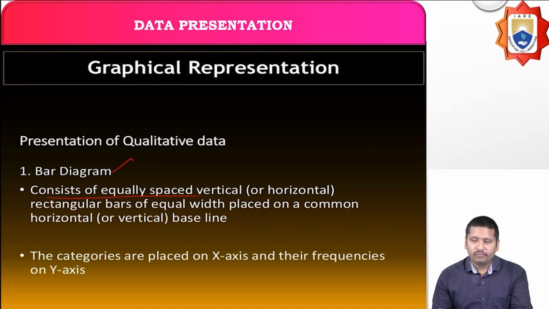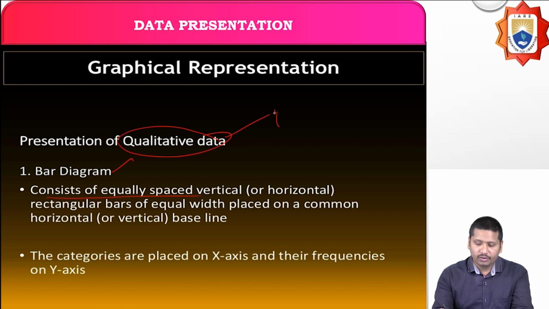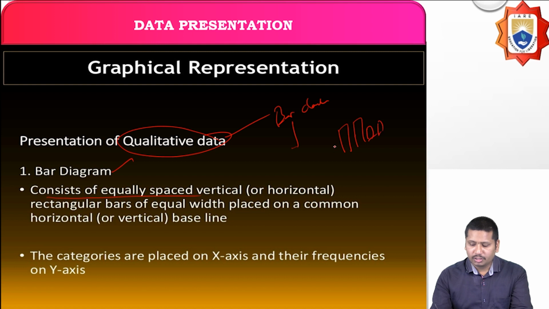So for qualitative data, the very first thing is the bar chart. In this bar chart we take a rectangular distribution, placed along the horizontal and vertical x-axis and y-axis. Normally the categories are placed on the x-axis and the frequencies are placed on the y-axis.